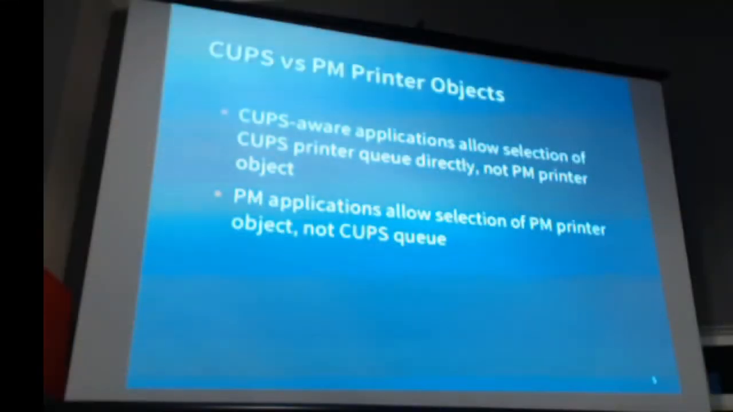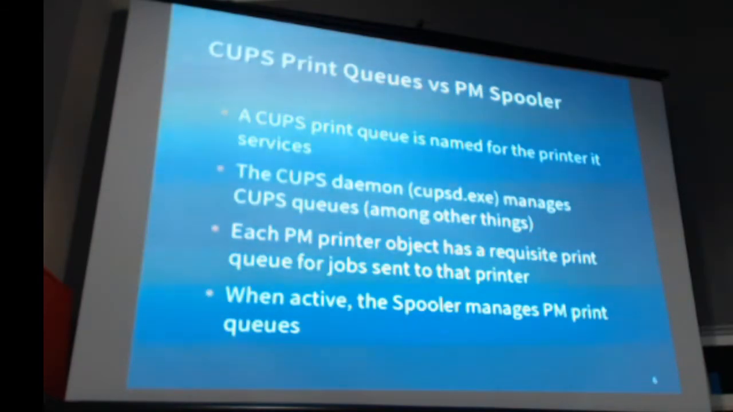PM applications, conversely, don't know anything about CUPS queues. They can only print to PM printer objects. So how do we glue this together? Queues, as I mentioned before, a CUPS print queue is on the front end. So the data goes into the CUPS print queue, then goes to the filter, and then goes out.